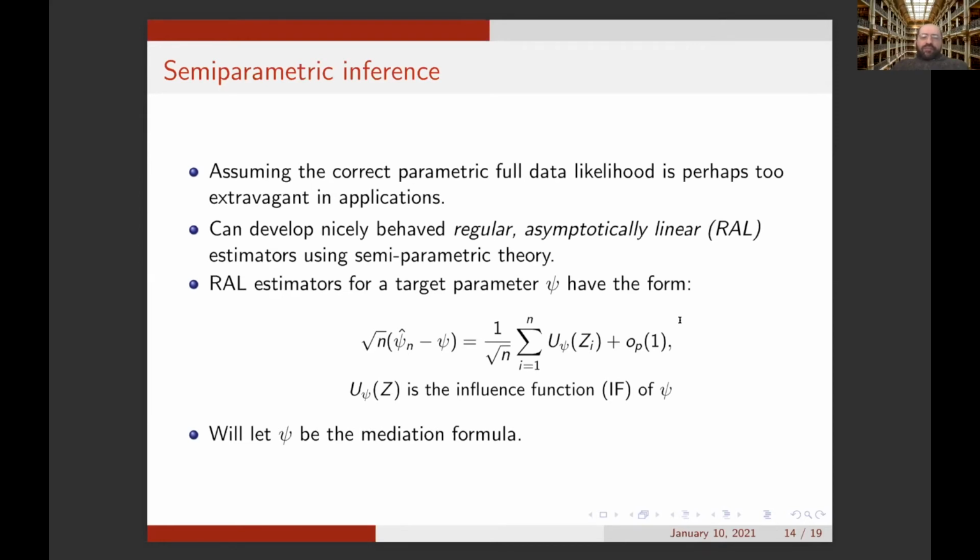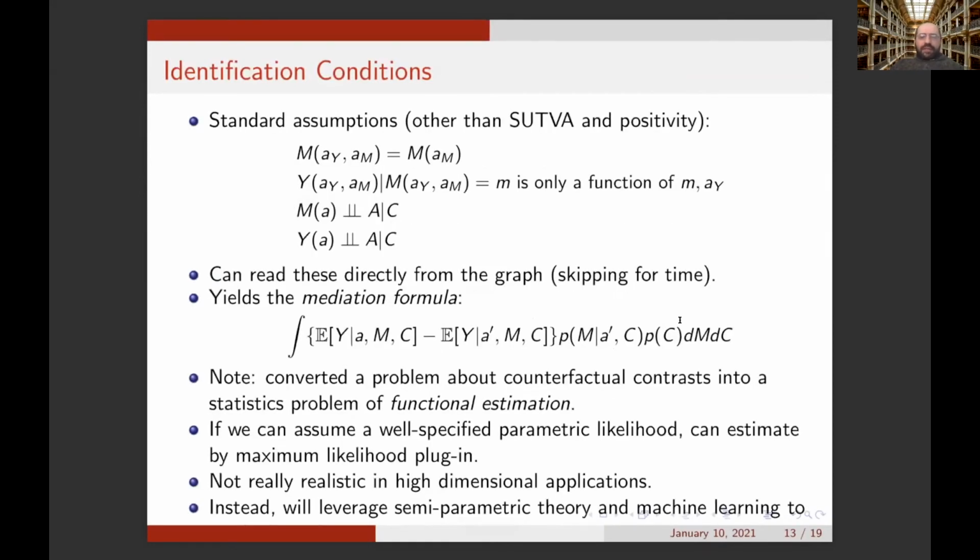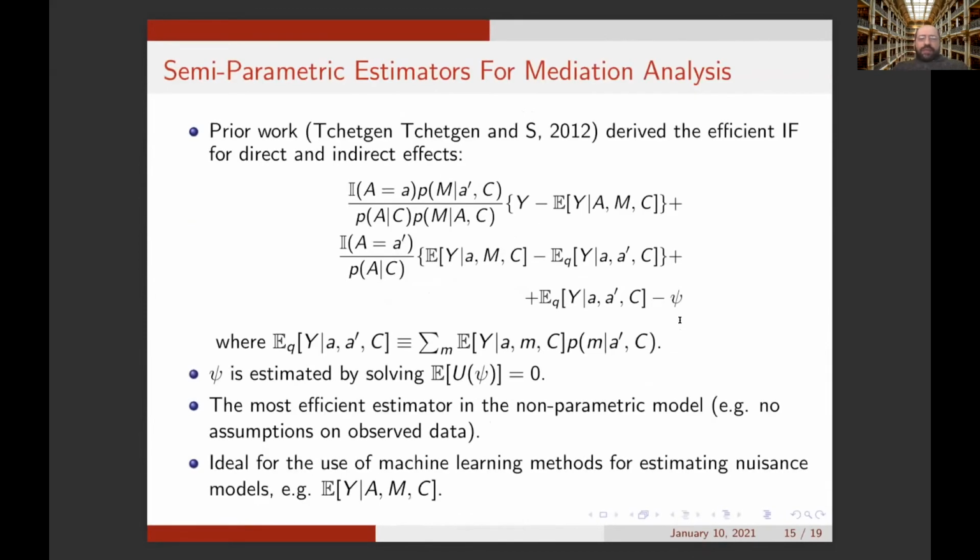Here our psi will be the mediation formula on the previous page, that middle thing. And in our prior work, this is with Eric Tchetgen Tchetgen, my colleague, we derived the efficient influence function, so the one that uses the data most efficiently for that target, which is given by this formula here. And to estimate psi, we just solve the estimating equation with this object by just taking the expectation with respect to the observed data, setting it to 0. And the nice thing about these kinds of estimators is they're as efficient as could be, while also allowing flexible machine learning methods to be used with all the nuisance models that appear here, for example, the outcome regression and the density of the mediator here.